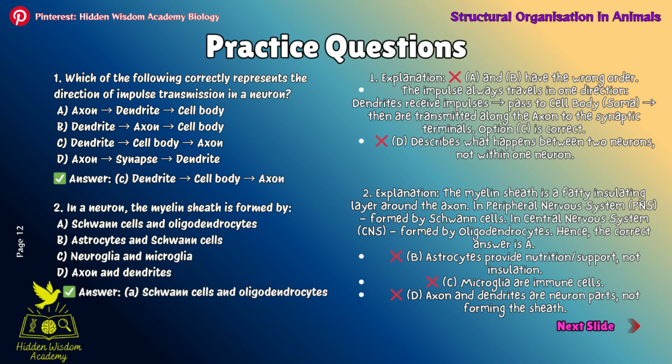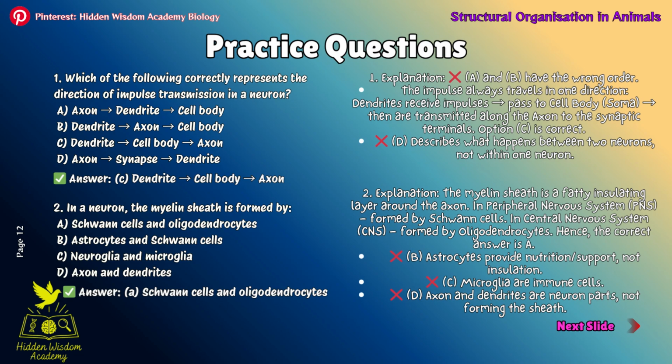Now, let's move to question 2. In a neuron, the myelin sheath is formed by Option A. Schwann cells and oligodendrocytes. Option B. Astrocytes and Schwann cells. Option C. Neuroglia and microglia. Option D. Axon and dendrites.